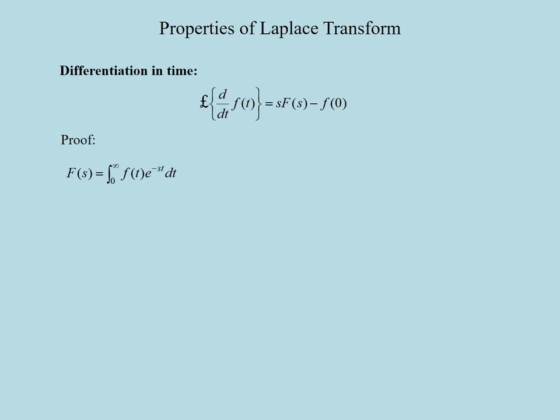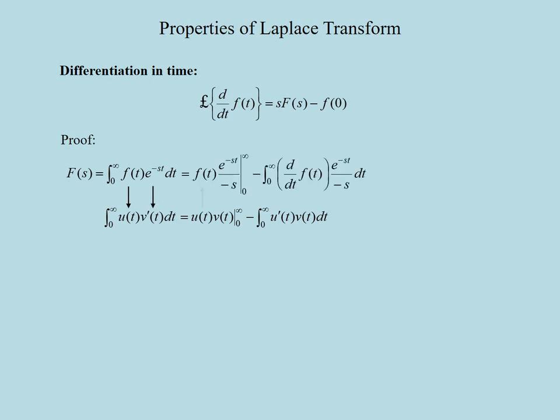At this point, remember the integration by parts theorem. If you can express the integrand in an integral as u times v prime, where prime denotes differentiation, you can obtain this integral as u times v minus the integral of u prime v. To apply an integration by parts, we first recognize f of t as u and e to the minus st as v prime. So v is going to be e to the minus st divided by minus s. And u prime is simply the derivative of f of t.